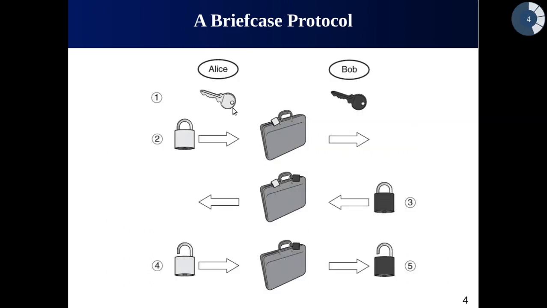To better understand the concept of asymmetric encryption, let us consider a briefcase protocol. In this case, we have two participants, Alice and Bob. Alice wants to securely send a message to Bob. Suppose that Alice wishes to send a secure message to Bob, whom she has not met before, and with whom she has no previous trust relationship.